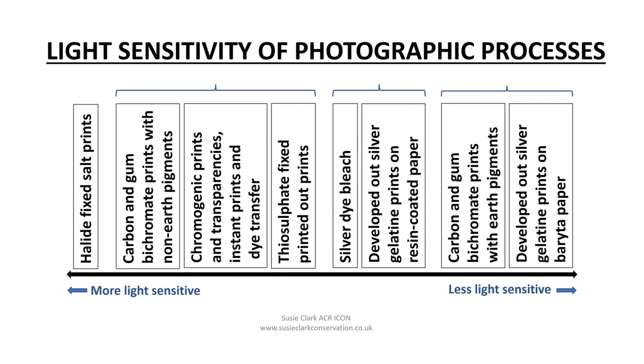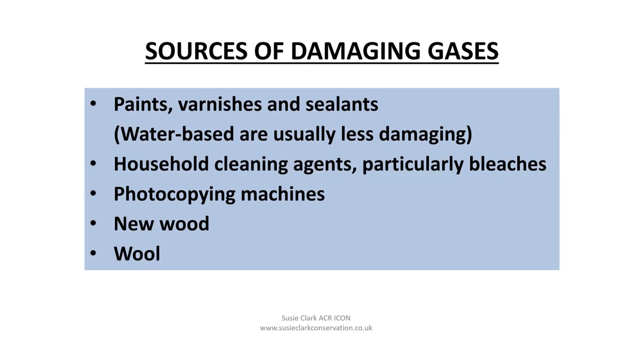Now I'll just say a few words here about air pollution and air purity. A number of chemicals present in the atmosphere are capable of oxidising image silver and affecting other photographic materials. These include peroxides, ozone, sulphur-containing compounds, and nitrogen oxides. Sources of these include some paints and varnishes, cleaning agents, photocopying machines, woolen carpets, and new wood. And building work and redecoration can introduce significant quantities of contaminants, and it's a good policy to keep photographs out of freshly decorated rooms for a month or preferably two.